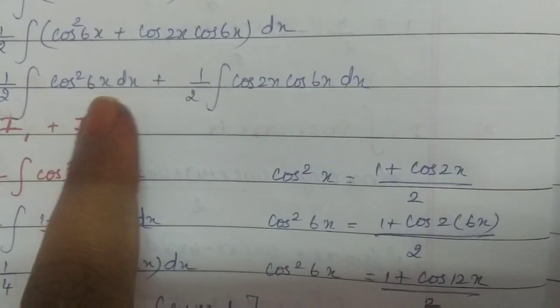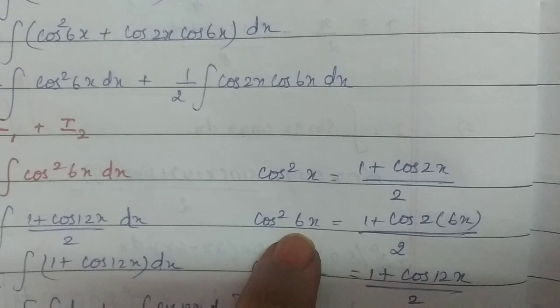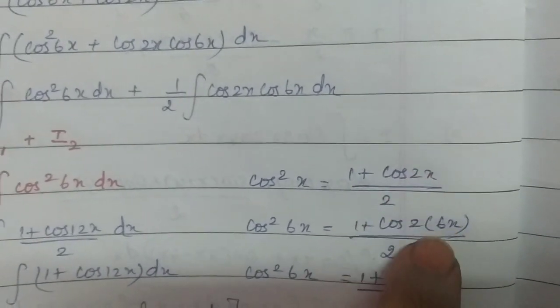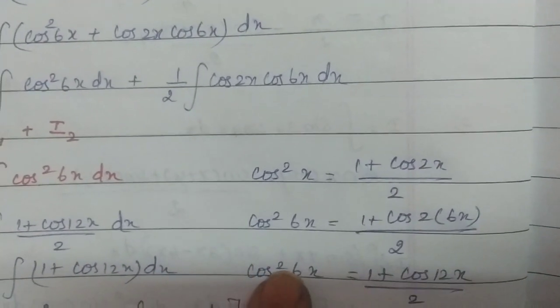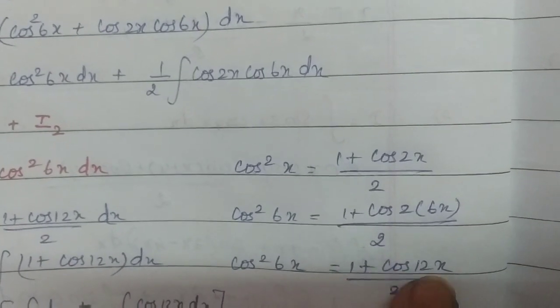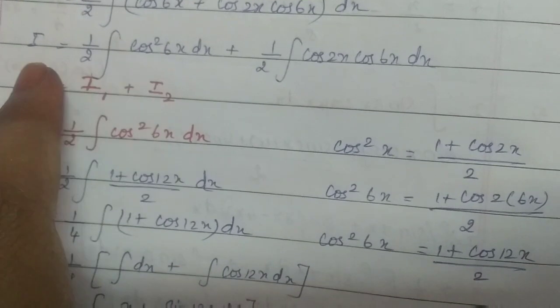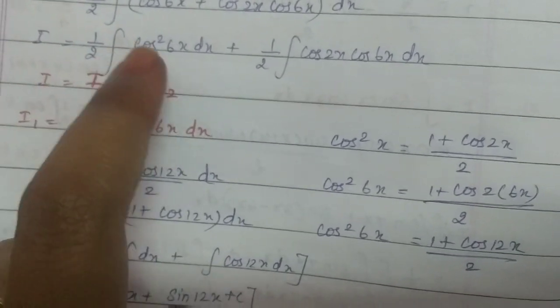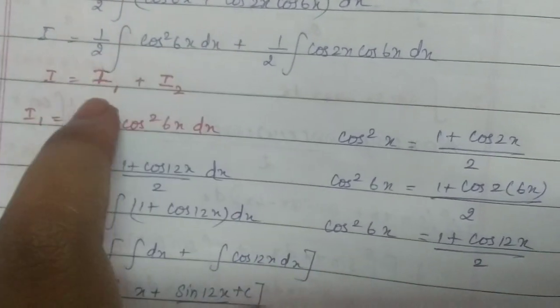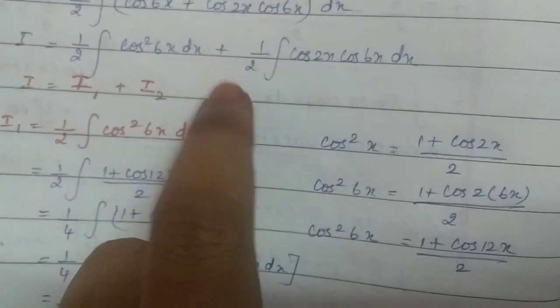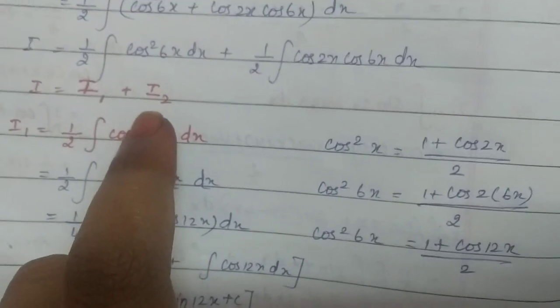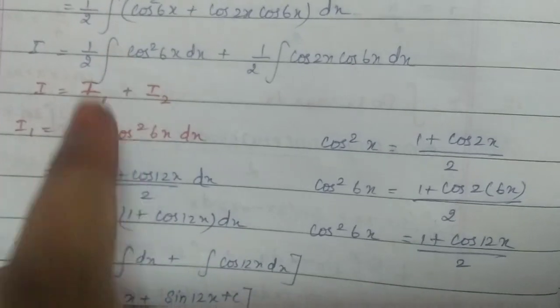Here it is cos squared 6x. In the place of x we are substituting 6x. Here also in the place of x you need to substitute 6x. Therefore cos squared 6x will become 1 plus cos 12x by 2. So that's what I have taken. For my convenience, I have taken this whole term to be integral 1 and this whole term to be integral 2. So I am going to find out the value of integral 1.